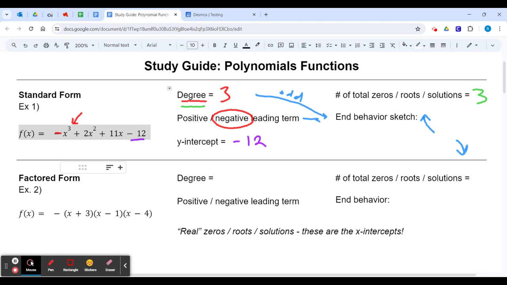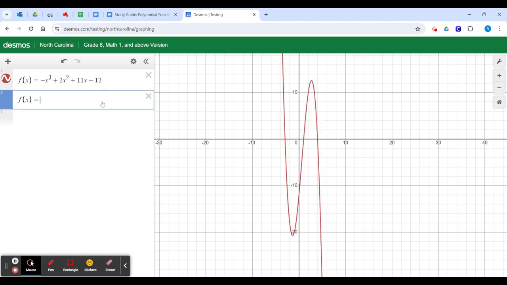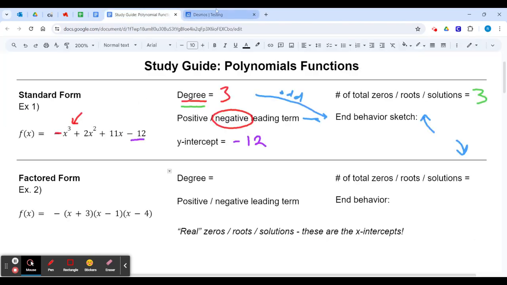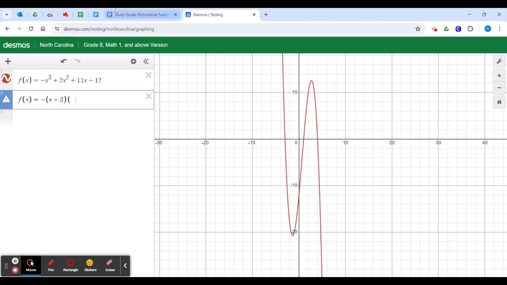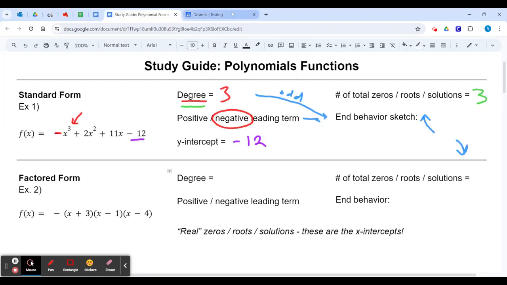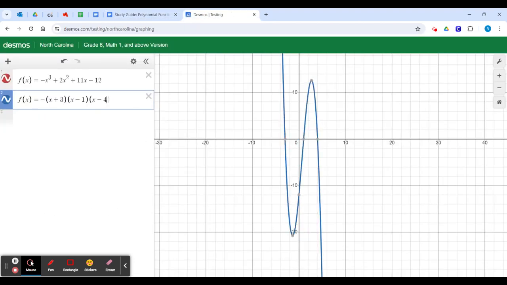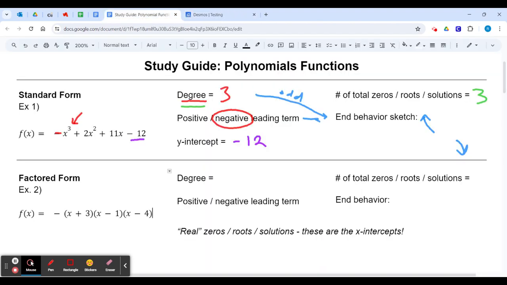So we can also learn a lot from the factored form of a polynomial. And actually, this is the same exact graph as what we just did. If I throw this in there, we can see what's going on here. Negative x minus 3. Oops, sorry. Negative, x plus 3. I have x minus 1. And I have x minus 4 as my 3 different factors. You can see that if I toggle that on and off, we are dealing with the same graph, the same function. However, we can learn some different things from this.